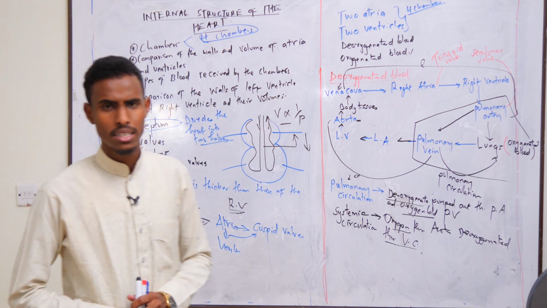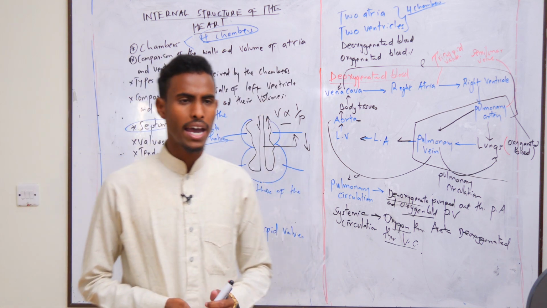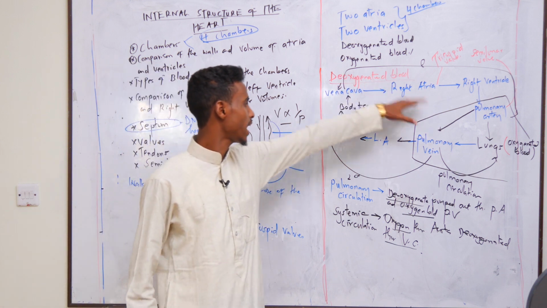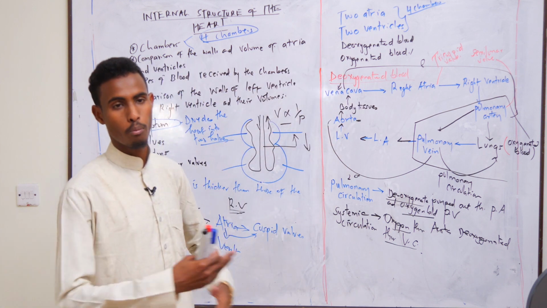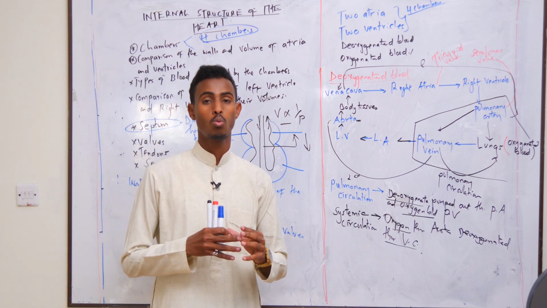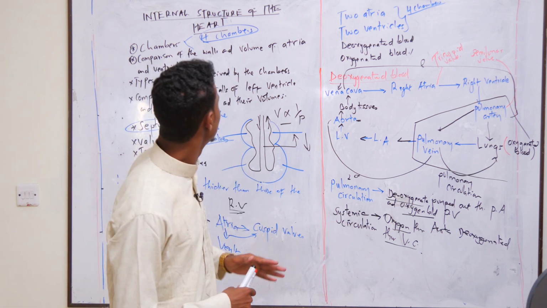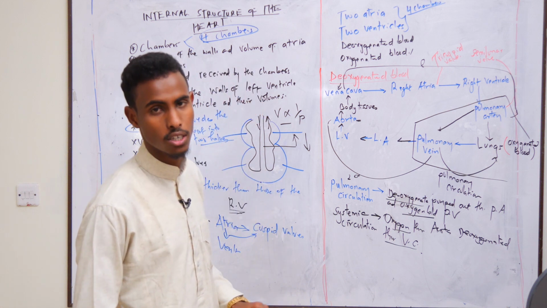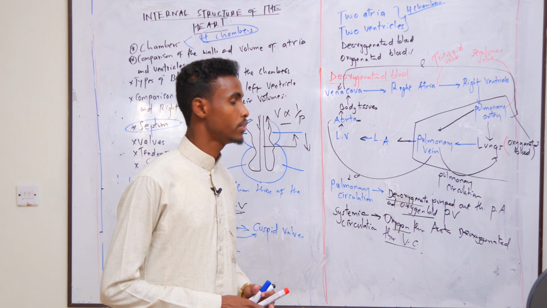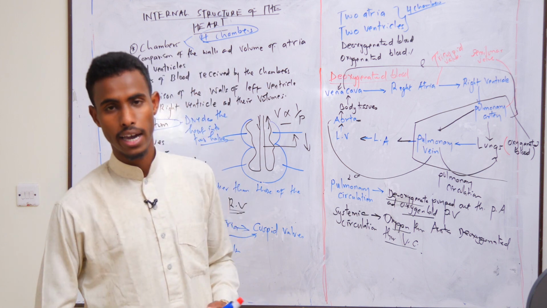And that is the third class, basically about the heart. We discussed the circulation of the heart. We also discussed the structure of the heart and their comparison based on the walls as well as the volume. And that is briefly about the internal structure of the heart as well as the circulation of blood in the heart.